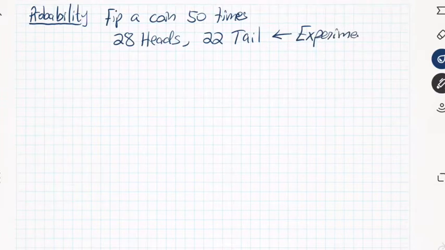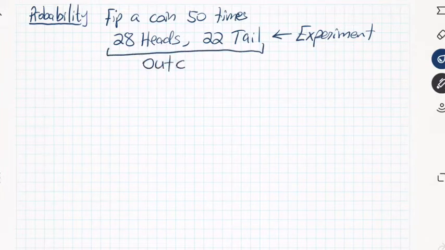I went out and I flipped a coin 50 times, and my experiment was literally just flipping the coin, and what I recorded was what happened. So what happened was it landed on heads 28 times, and it landed on tails 22 times. So these things together are called the outcomes. So the outcome of my experiment was flipping 28 heads and 22 tails.